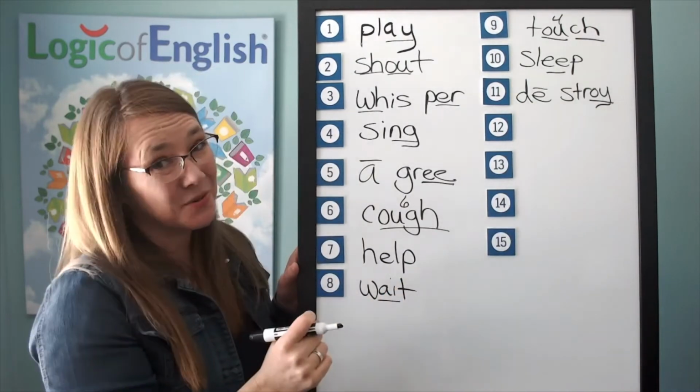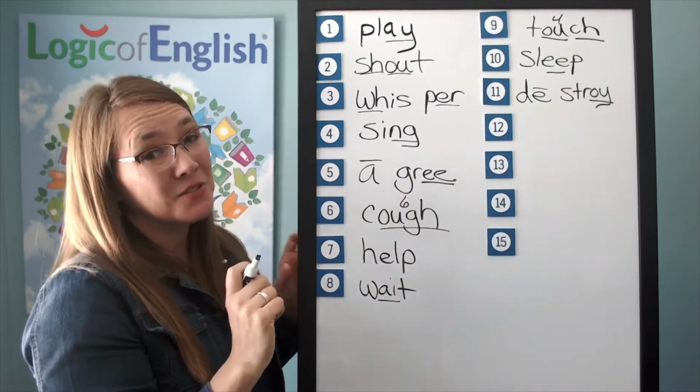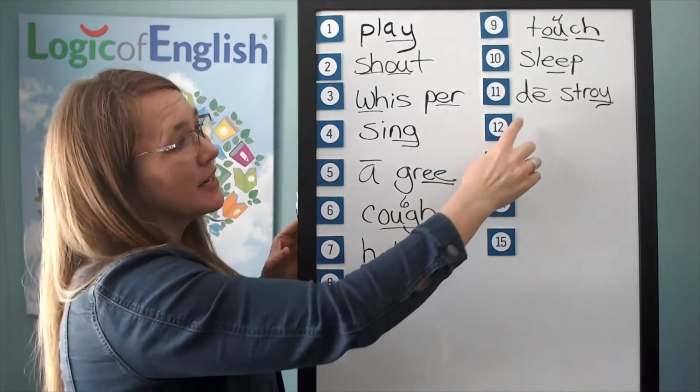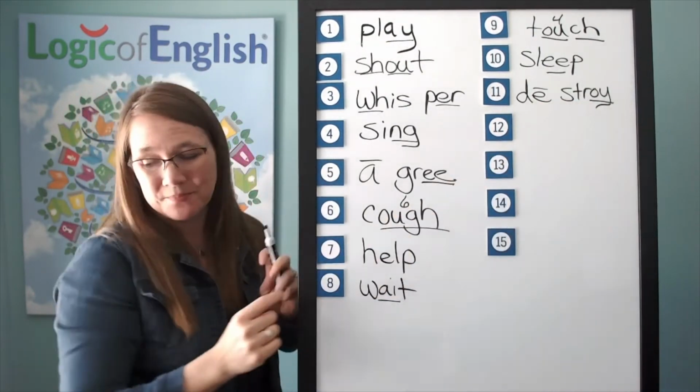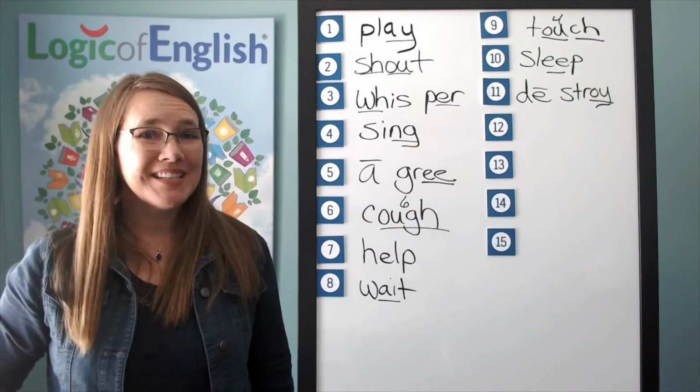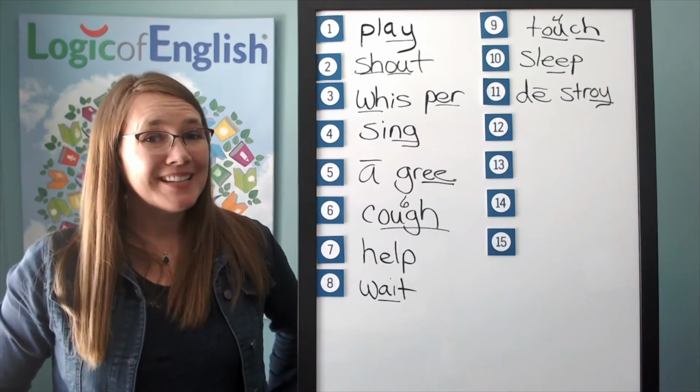Why did we use that oi? That's the oi that may be used at the end of English words. Let's read it. De-e-st-er-oy. Destroy. The next word is think. I think that's a great idea.